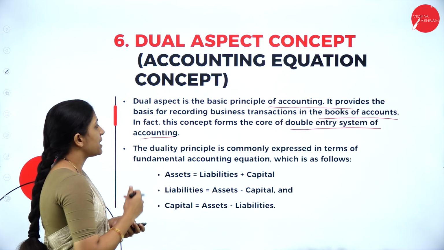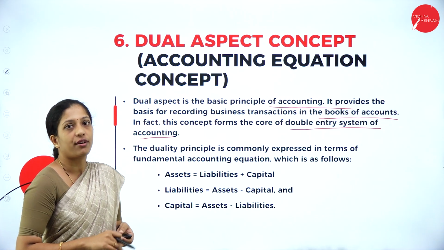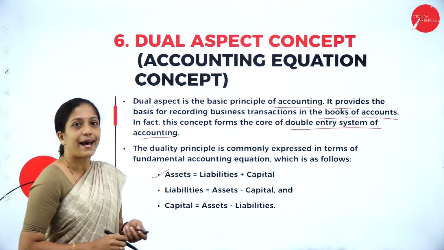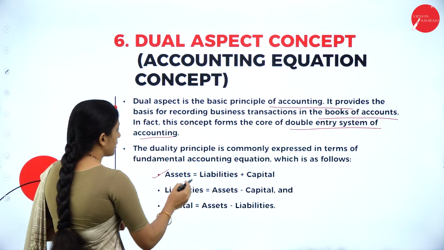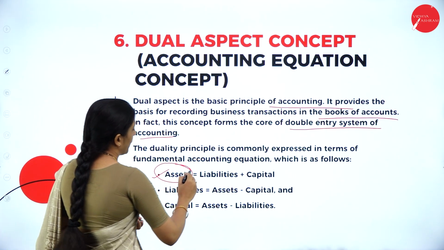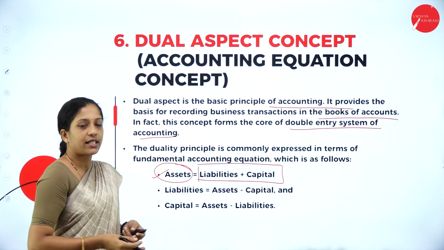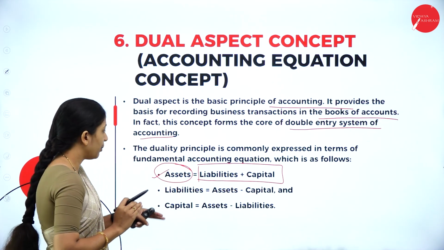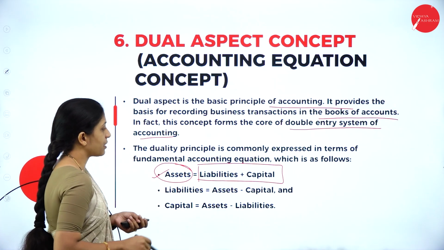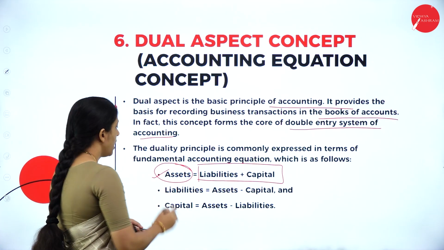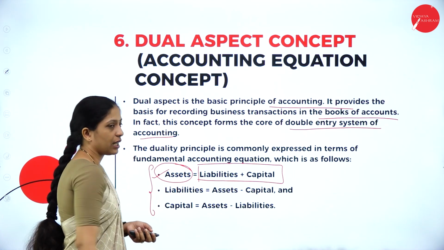Now, the duality principle is commonly expressed in terms of the accounting equation, which is as follows. Assets is equal to liability plus capital, which means that the total of assets should be equal to the total of liability and capital. The same equation can be written in another way also. Liability is equal to assets minus capital, and capital is equal to assets minus liability. So, this is your accounting equation.